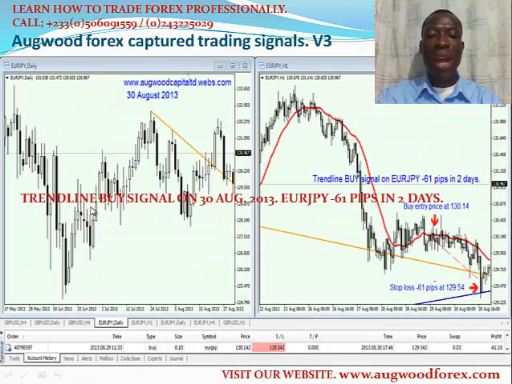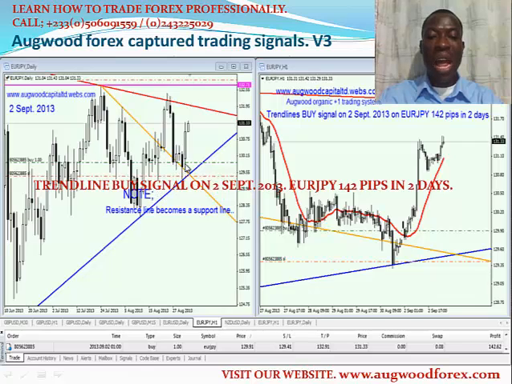Now this is also another signal we got. This is a trend line buy signal on the 30th of August on Euro JPY. This trend line buy signal made a loss of minus 61 pips in 2 days. This is the entry for the buy and this is the exit for the buy, which made the loss. Now at the same point, that particular buy was triggered again. The trend line buy signal on 2nd September 2013 on Euro JPY made 142 pips in 2 days.